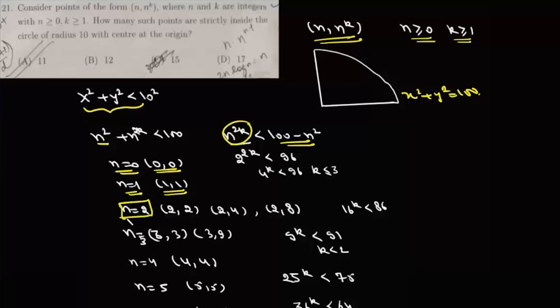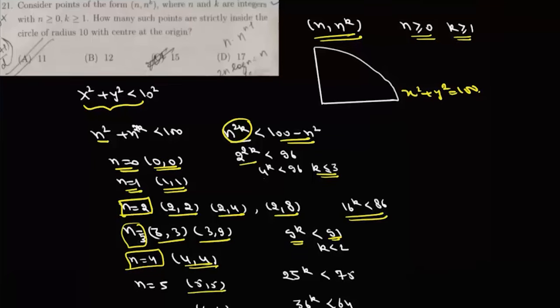Now for n equals 2, 2^(2k) should be less than 96, or 4^k should be less than 96. We know that 4³ is 64, so the value of k should be less than 3. So here we have 3 points: (2, 2), (2, 4) and (2, 8). Now for n equals 3, the condition will be 9^k should be less than 91. We know that 9² is 81, so we'll have 2 points. The value of k can be 1 and 2, so the points will be (3, 3) and (3, 9).